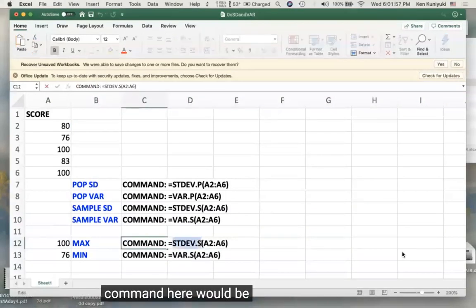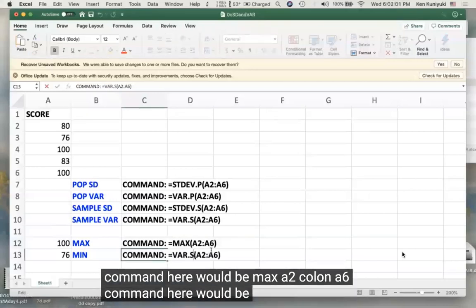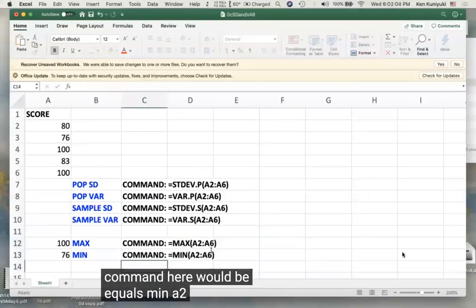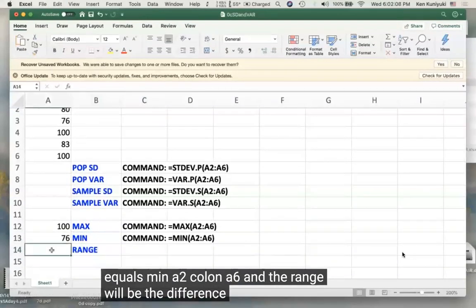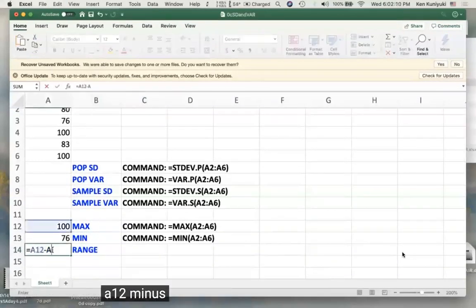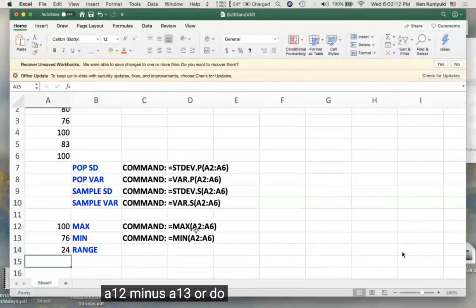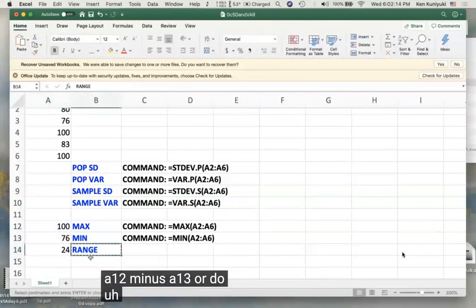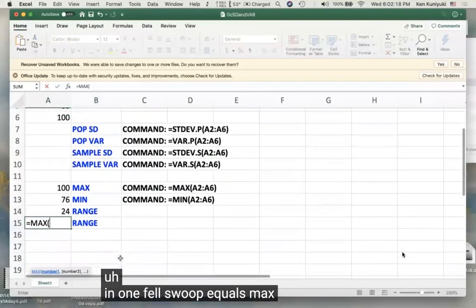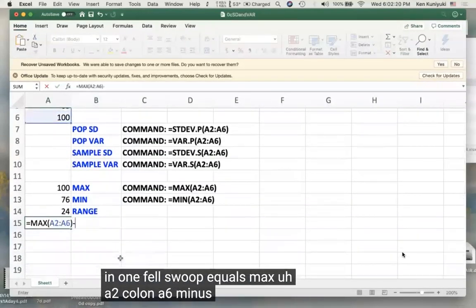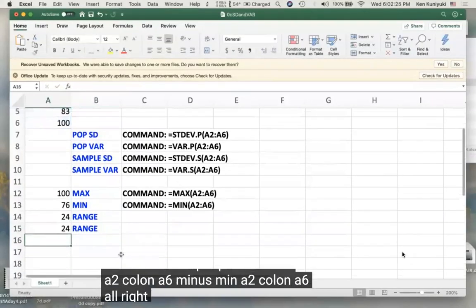Command here would be equals max A2 colon A6. Command here would be equals min A2 colon A6. And the range would be the difference, A12 minus A13. Or do it in one fell swoop: equals max A2 colon A6 minus min A2 colon A6. All right, 24 points.